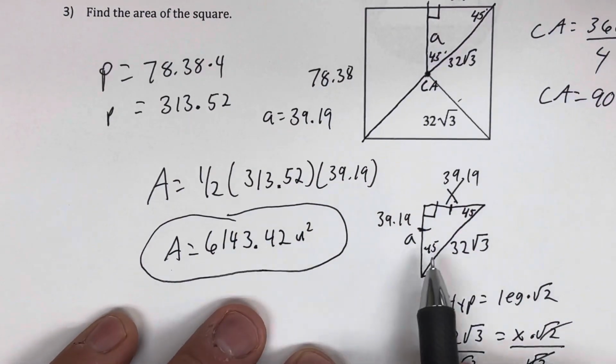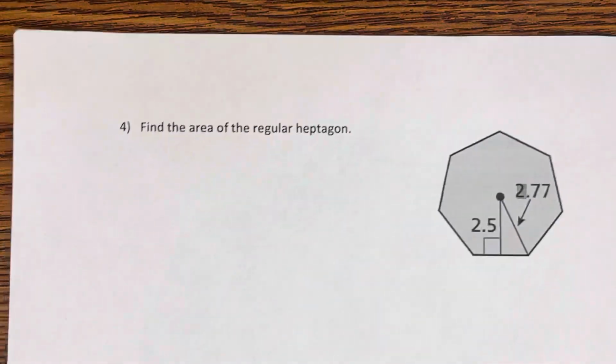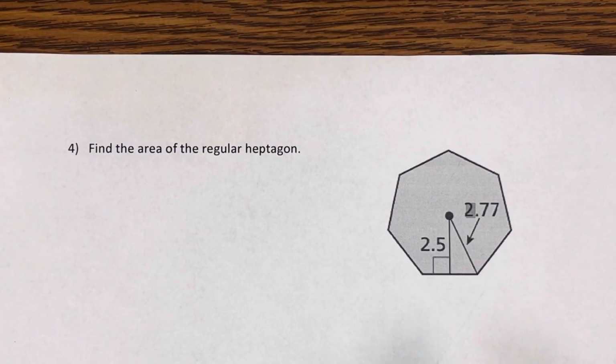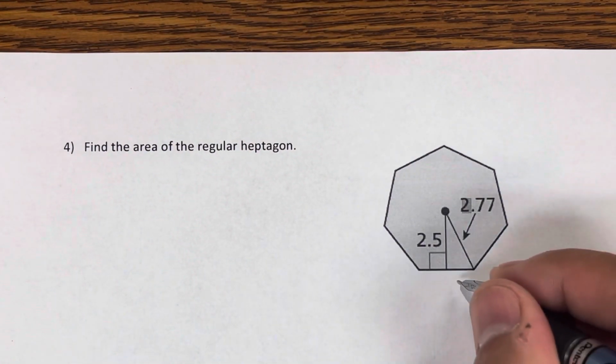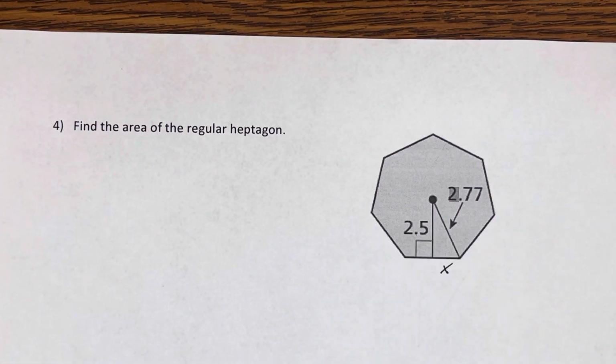So this time we used a 45, 45, 90. Sometimes we'll have to use sine, cosine, and tangent to find these missing sides. So in this case, I now have a heptagon. I know the apothem, but I do not know the side. I'm going to find this piece, and I will use Pythagorean's theorem since I know the two pieces.